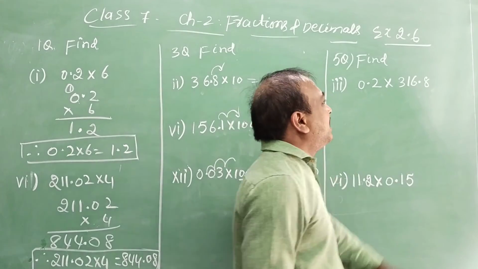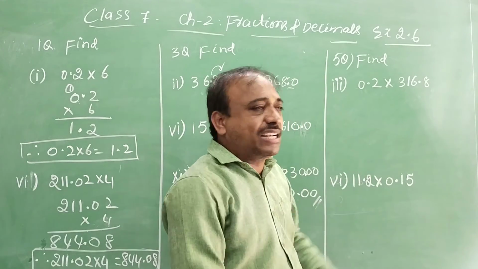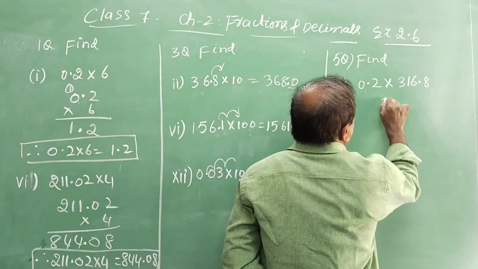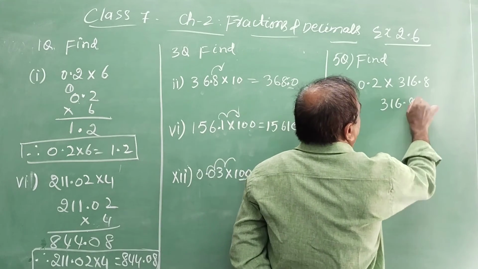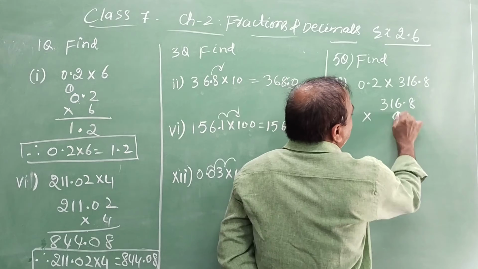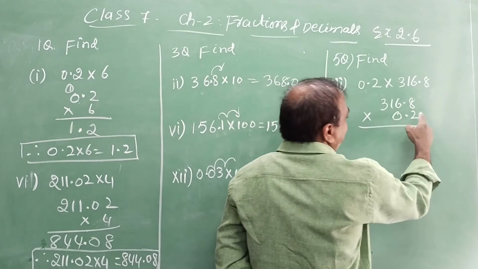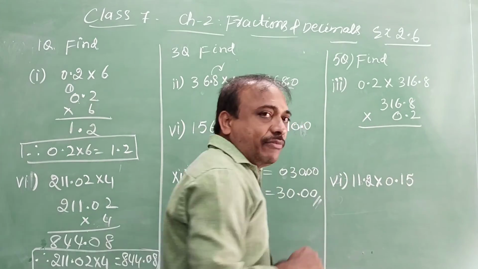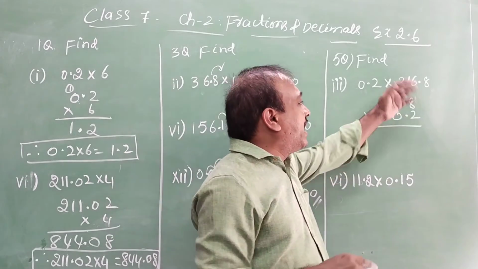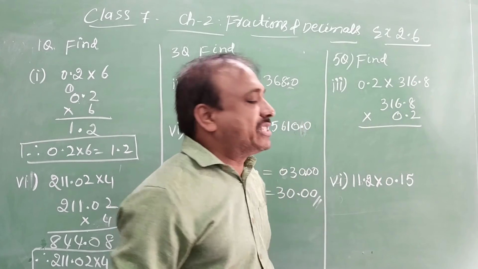So what I am doing, as it is somewhat bigger number, first I write that 316.8 so that it will be easy for us to multiply 0.2. Now you see, in one step it will be completed. If you write this one up, then you need to take more steps.